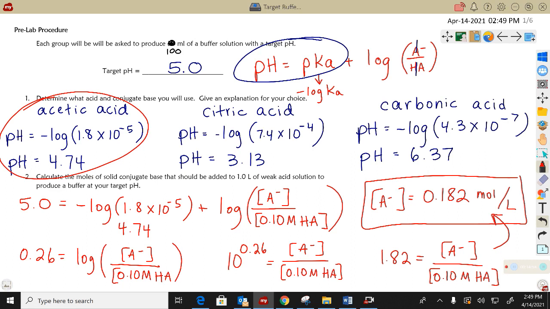So it's the log base 10. Just take that 0.26 or whatever you would have gotten and use it as your exponent of 10. Okay, so moving on then. I want 0.182 moles per liter.